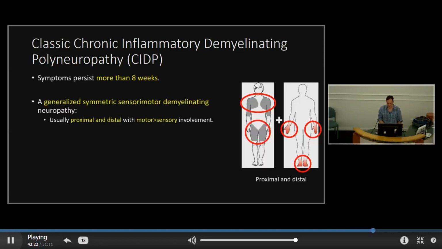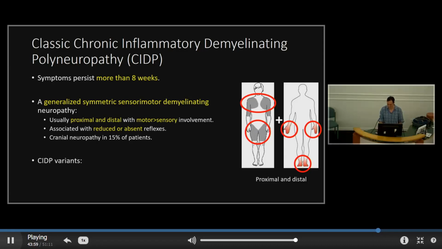Now, it's generalized and symmetric and sensory motor and demyelinating, but it's a little weird for a neuropathy because it likes to give a person proximal weakness and distal weakness. And motor nerves are affected more than sensory. So it's a bit distinctive in that sense clinically. One of the greatest things is these people virtually always lose their reflexes fairly quickly. They can present with a cranial neuropathy as well. It's not that common, but it is seen enough.